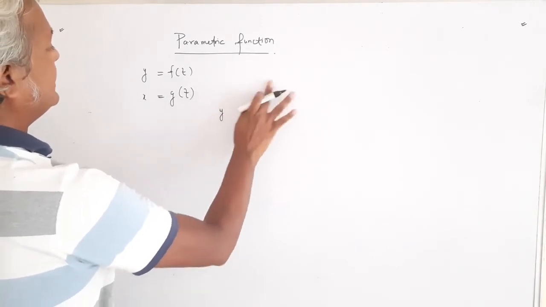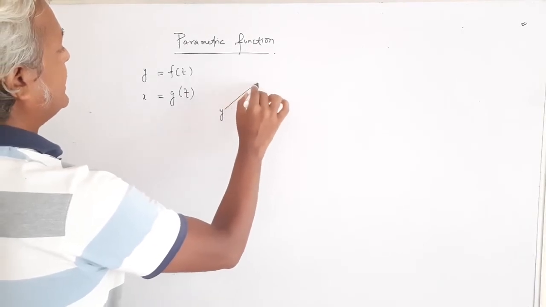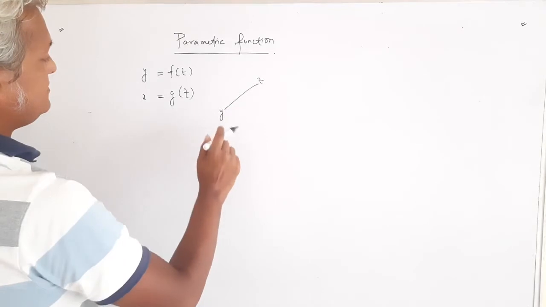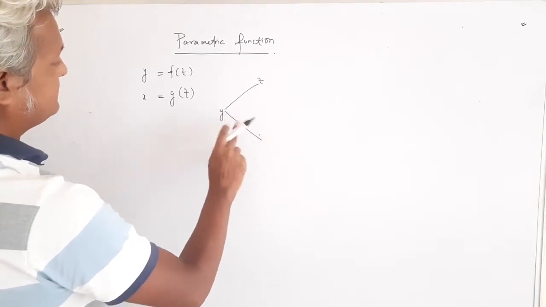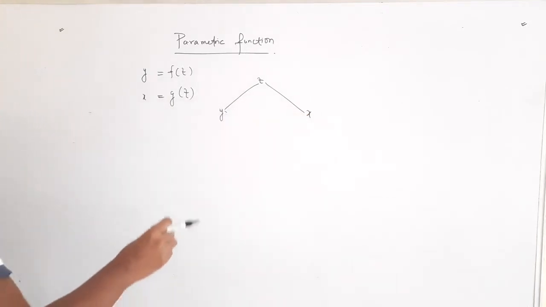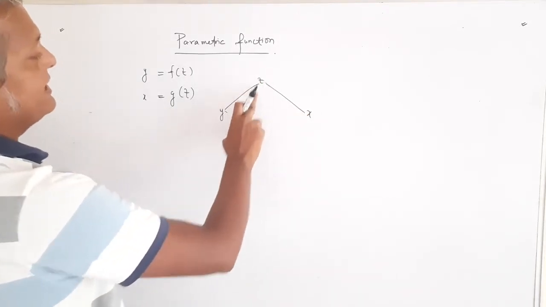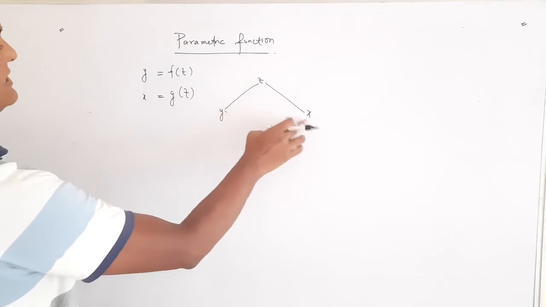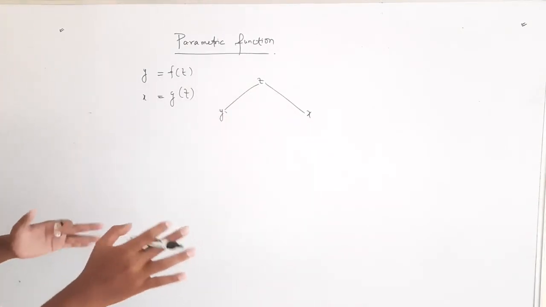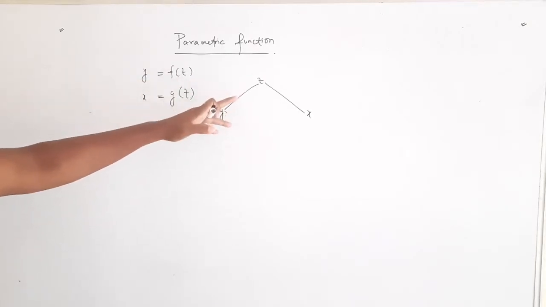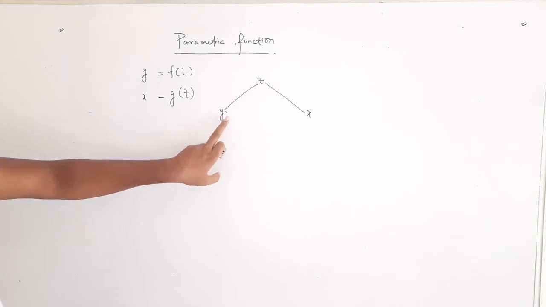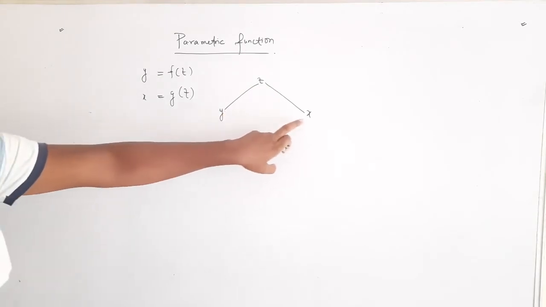You see that y is related to t, and the x is also related to t. So both have one common variable, like y is a function of t and x is also a function of t. What we can do is, there are other ways, like if you can express or eliminate t, then you can find an implicit relation between y and x.